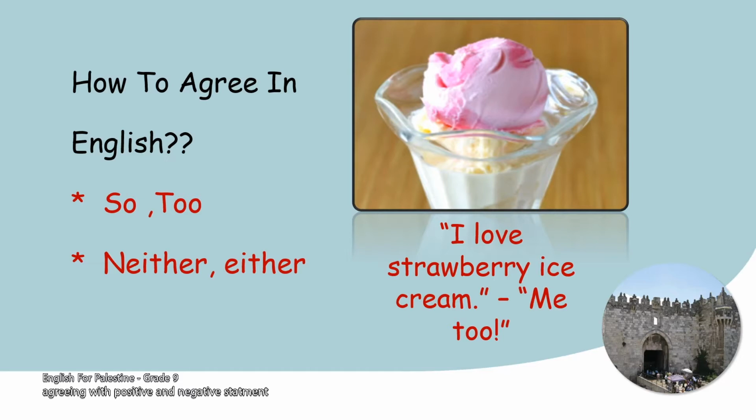How to agree in English using so, too, neither, and either. For example, look at this picture. I love strawberry ice cream. And you will all say, me too.